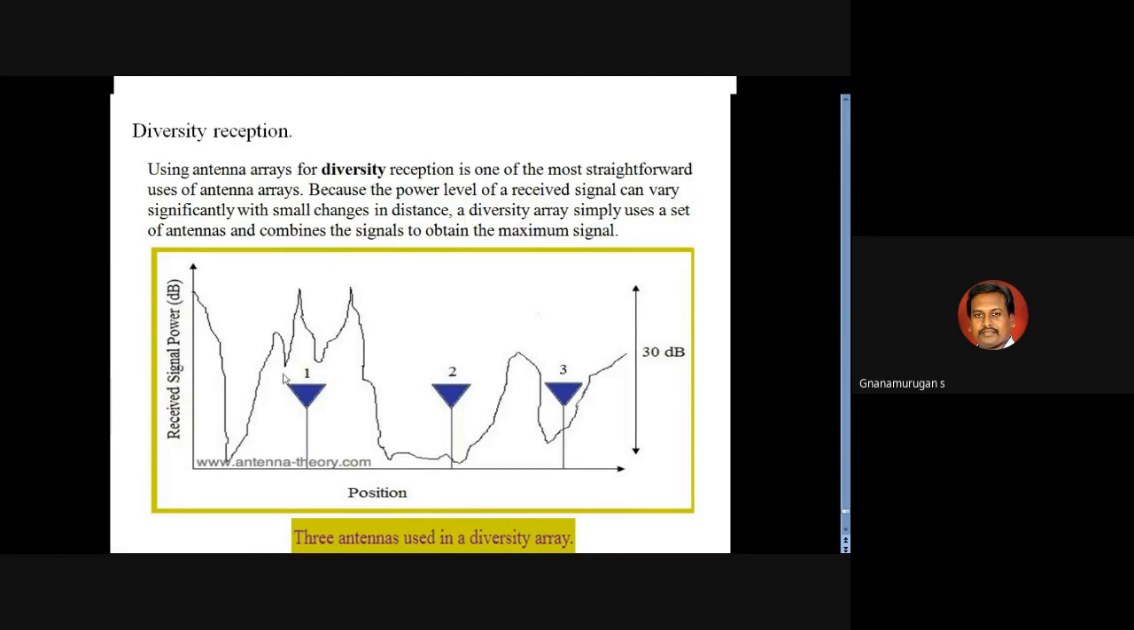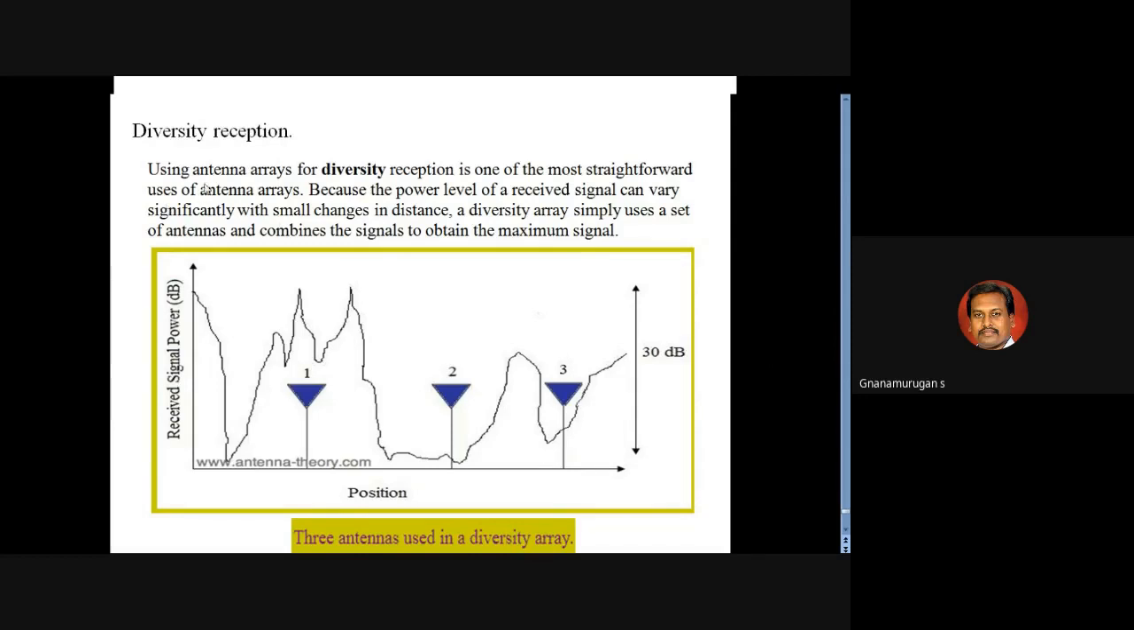Suppose antenna 1 starts with the operation of horizontal, then antenna 2 starts with the operation of vertical. Again, antenna 3 horizontal, antenna 4 vertical, again horizontal, vertical. Finally, you reach the destination for the received signal. That signal frequency range is 0 to 30 decibel. So that is the concept of diversity reception.